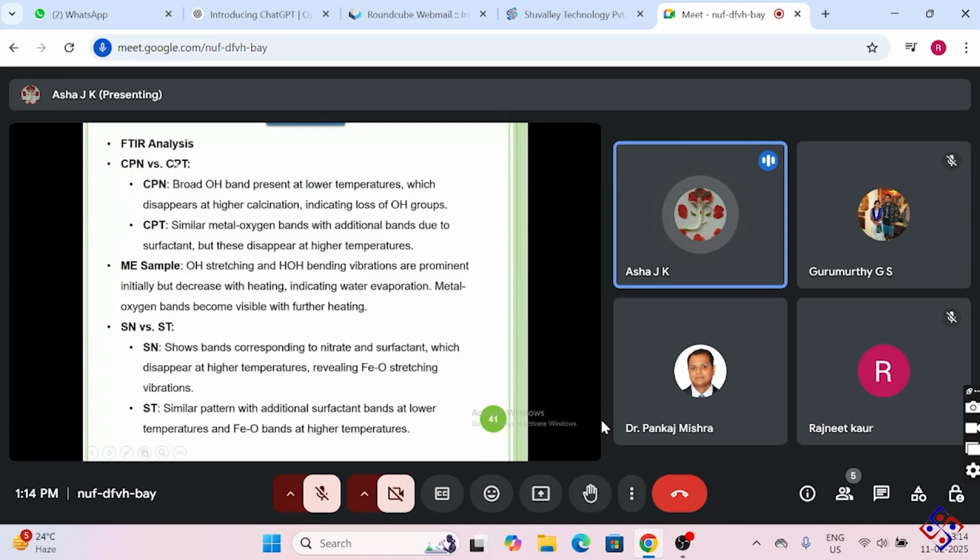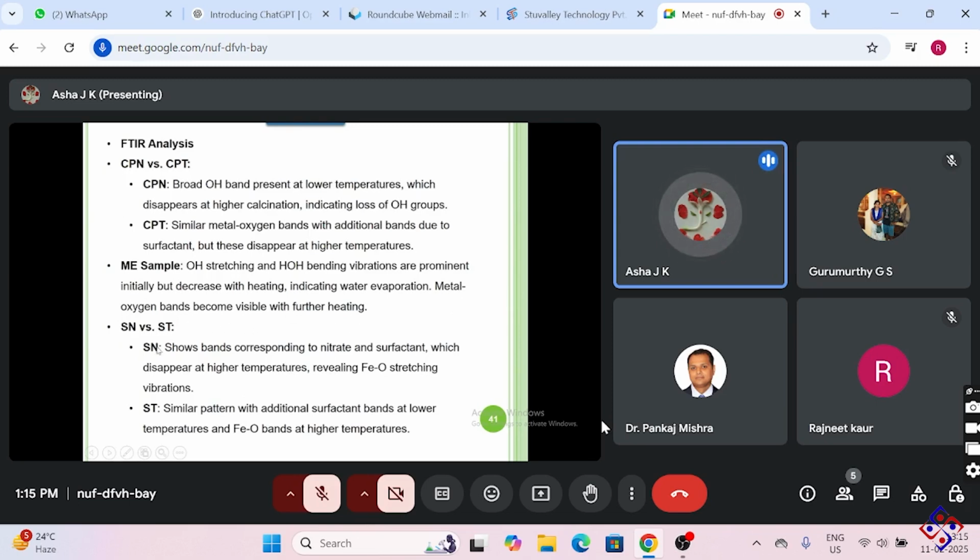So the next thing is FTIR analysis, CPN versus CPT. Here, CPN shows a broad OH band at lower temperature, which disappears at higher calcination, indicating a loss of OH groups. In the case of CPT, there are similar metal-oxygen bands with additional bands due to the surfactant, but these disappear at higher temperatures. In the ME sample, OH stretching and HOH bending vibrations are prominent initially, but decrease with heating, indicating water evaporation. Metal-oxygen bands become visible with further heating.